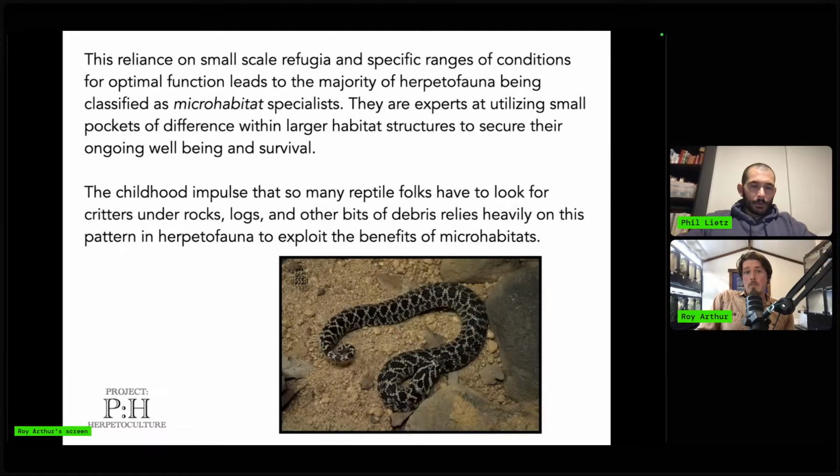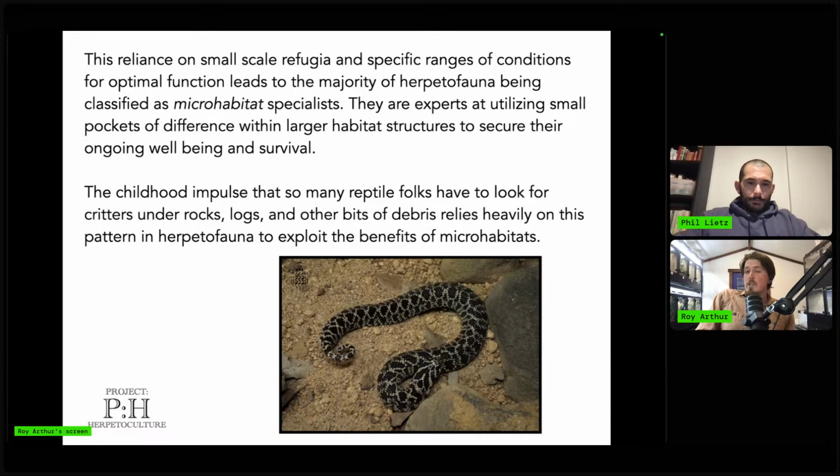So, this reliance on small scale refugia and specific ranges of conditions for optimal function leads to the majority of herpetofauna being classified as microhabitat specialists. They are experts at utilizing small pockets of difference within larger habitat structures to secure their ongoing well being and survival. And again, I'm speaking to this childhood impulse that so many reptile folks have to look for critters under rocks, logs, and other bits of debris. This is relying heavily on this pattern in herpetofauna to exploit the benefits of microhabitats.